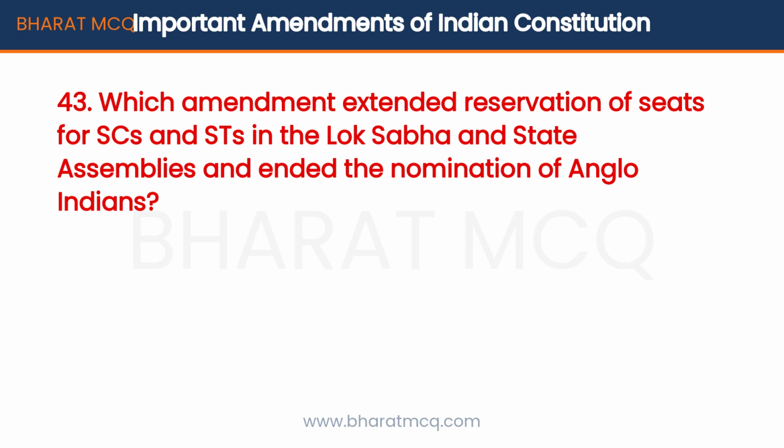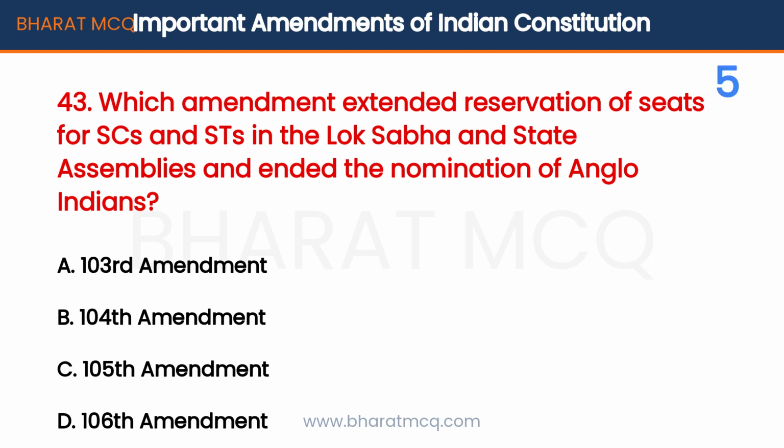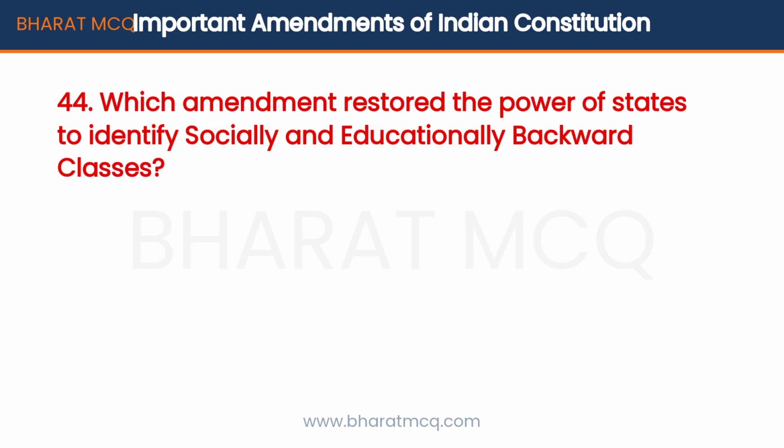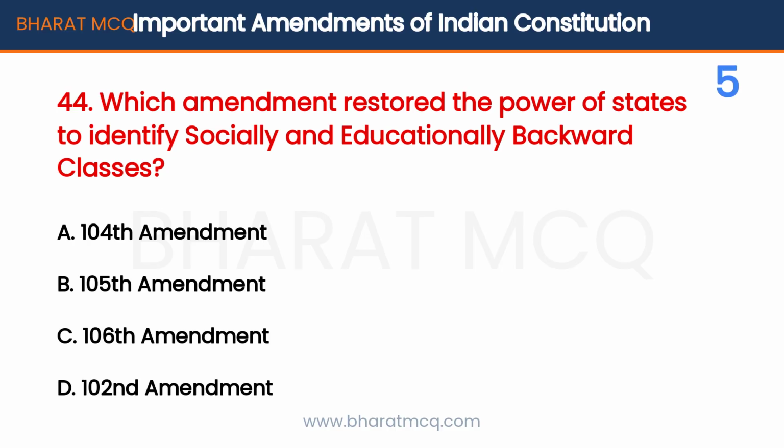43. Which amendment extended reservation of seats for SCs and STs in the Lok Sabha and state assemblies and ended the nomination of Anglo-Indians? The correct answer is 104th Amendment. 44. Which amendment restored the power of states to identify socially and educationally backward classes? The correct answer is 105th Amendment.